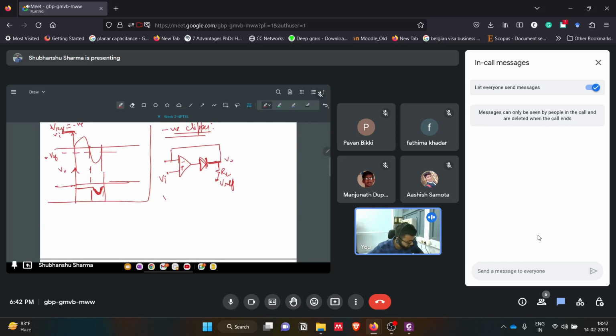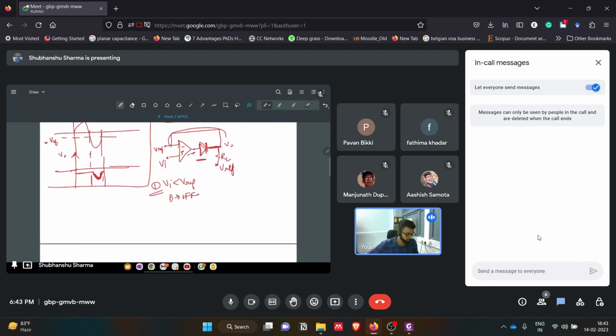So what if Vi is less than V reference, the first condition. Initially we don't know the state of the diode, whether it is on or off. So let's say this Vref is here. If Vi is less than V reference, then this voltage will be negative. So this diode will be off. Then this will be open, so there will be no feedback for this op amp. So the output will be equal to V reference.